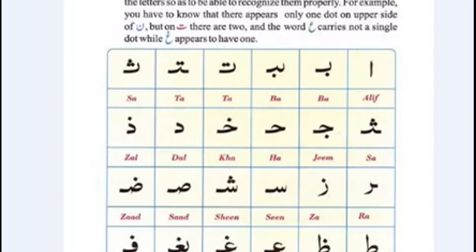Ta. When ta does not connect with the next letter, it is in this shape. Za. Za does not connect with the next letter, it is in this shape. Ain. When ain connects with the next letter, it is in this shape.